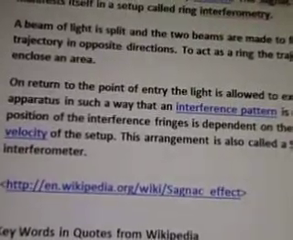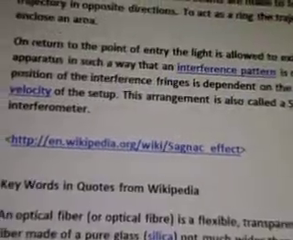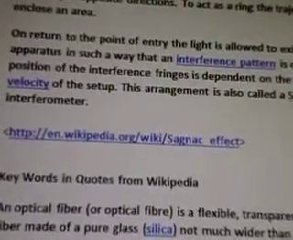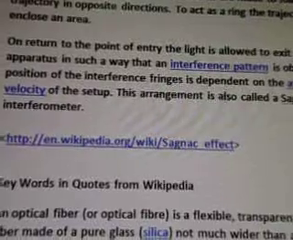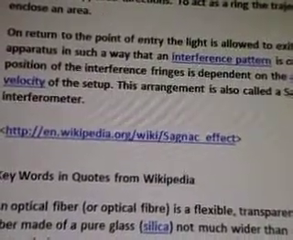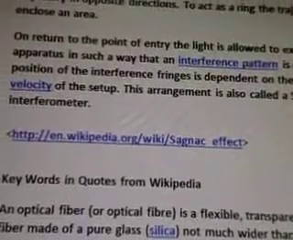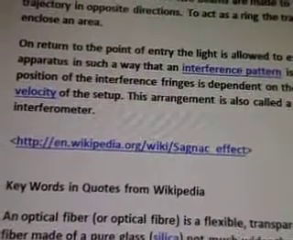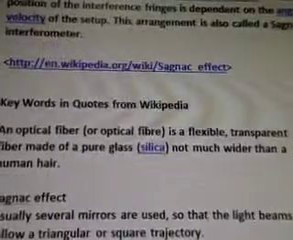To act as a ring, the trajectory must enclose an area. On return to the point of entry, the light is allowed to exit the apparatus in such a way that an interference pattern is obtained. The position of the interference fringes is dependent on the angular velocity of the setup. This arrangement is also called a Sagnac interferometer.